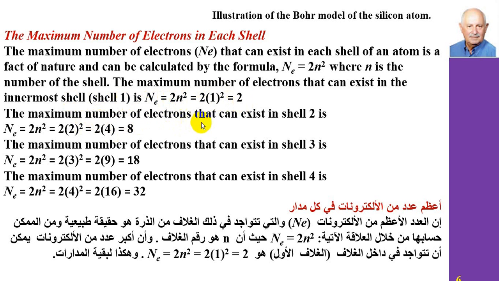The maximum number of electrons that can exist in shell 2: we leave shell 1 and go to number 2. N sub E equals 2 times N squared, equals 2 times shell 2 to the power 2, equals 8 electrons. The maximum number of electrons that can exist in shell 3, and so on, and you can calculate it whatever the shell number is.